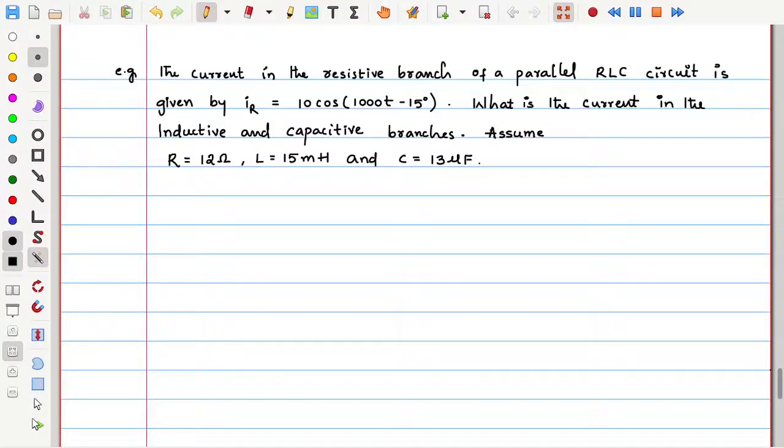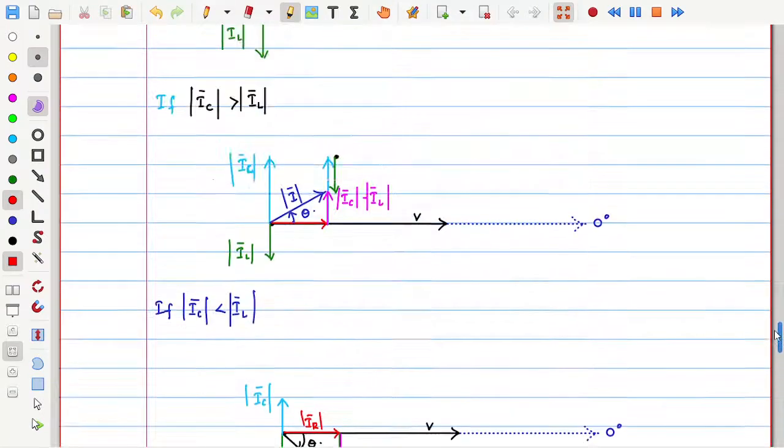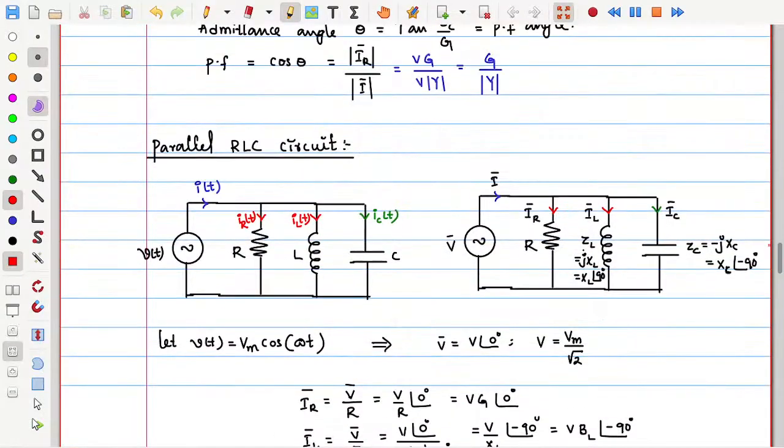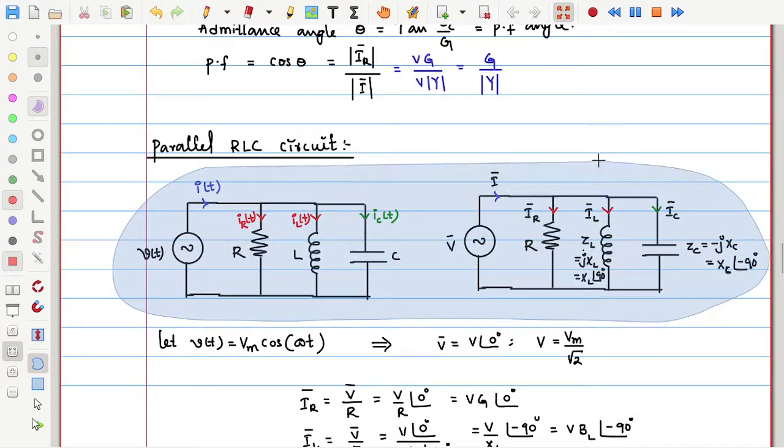So let us take this problem and read every statement given here, that we have the current in resistive branch. In a parallel RLC circuit, the resistive branch current is given. That is IR of t. So let me take that parallel RLC circuit, in both the frequency domain and time domain.